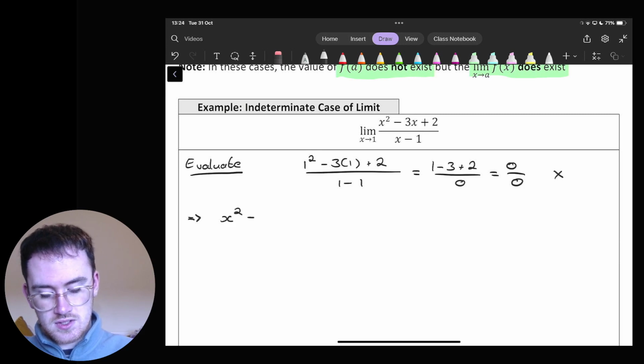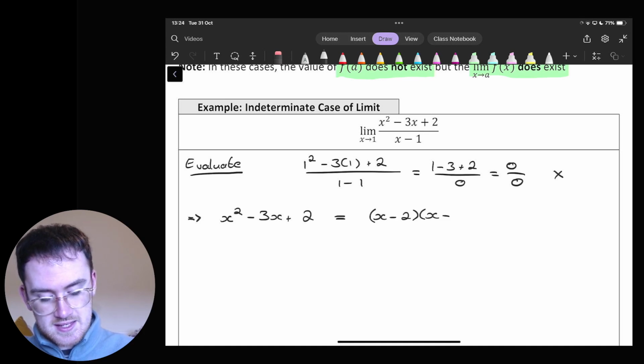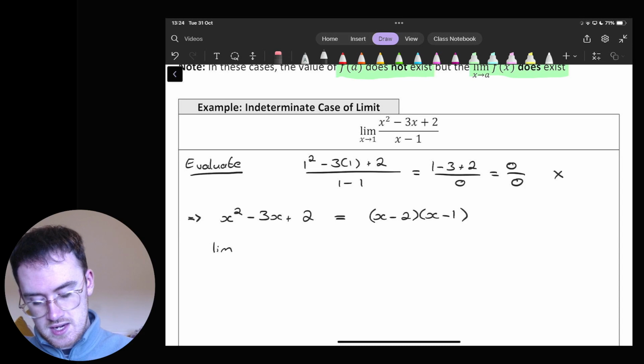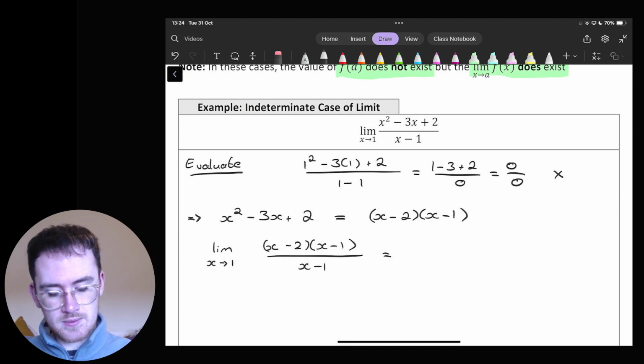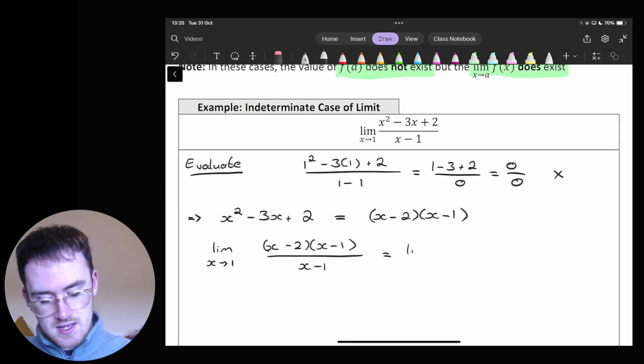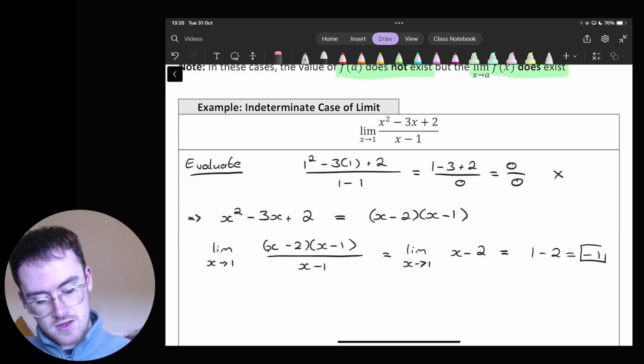Looking at this question, the only thing that I could factorize would be the numerator, because that's a quadratic. If I factorize this quadratic, I get x minus 2 and x minus 1. So if we simplify our question now, we're looking for the limit as x goes to 1 of x minus 2 over x minus 1, divided by x minus 1. Because we have the same expression on the top and the bottom of my fraction, I can reduce that down to the limit as x goes to 1 of x minus 2. Then evaluating that, 1 minus 2, I get a value of minus 1.